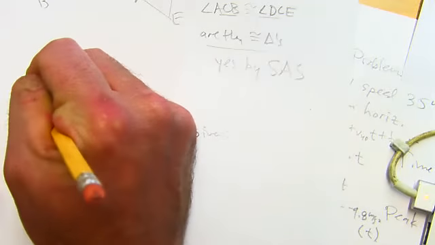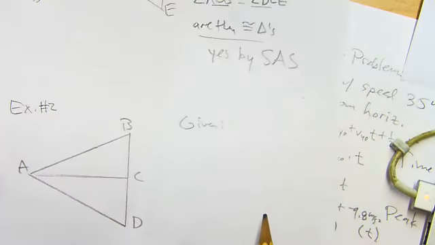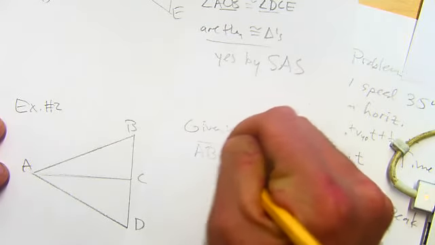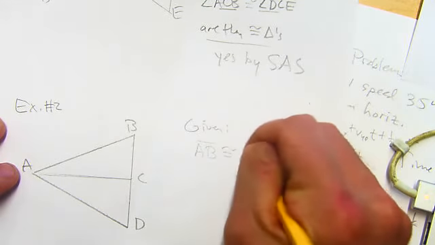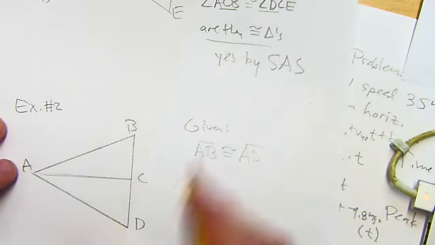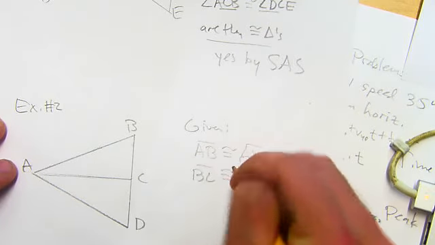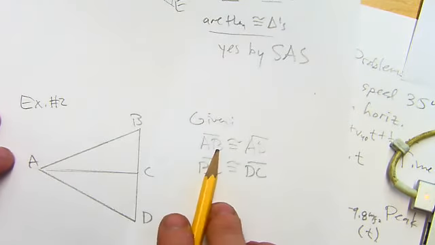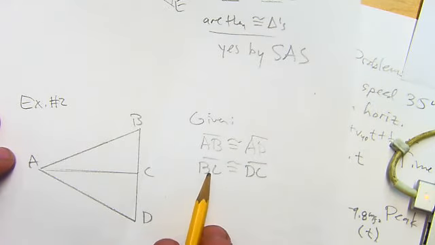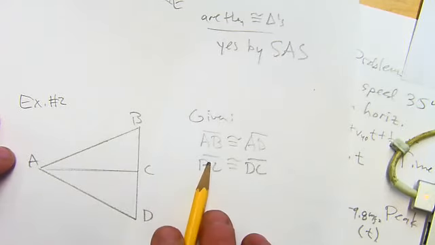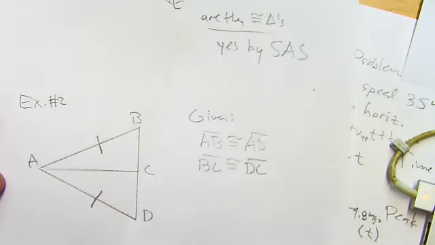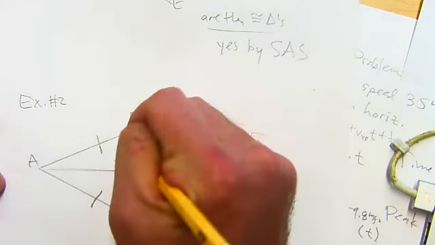Example number 2, kind of same deal. You'll be given a certain amount of information. Let's say AB is congruent to AD segments, and then also BC is congruent to DC. You're given that. That will be given in the problem. You just can assume it's true. You're going to want to draw this out and mark this stuff. This is a side and this side, right? Single mark. And then it's also telling us that BC and DC, let's do a double mark.